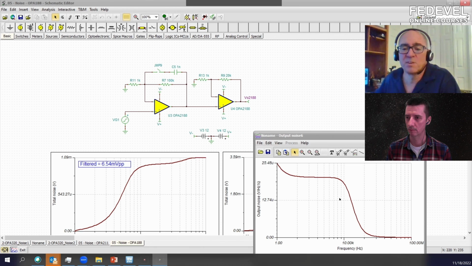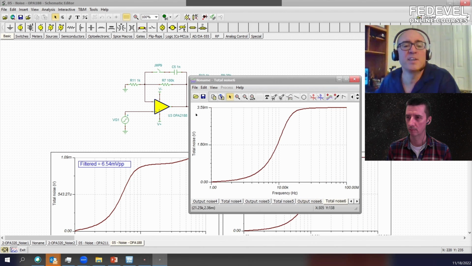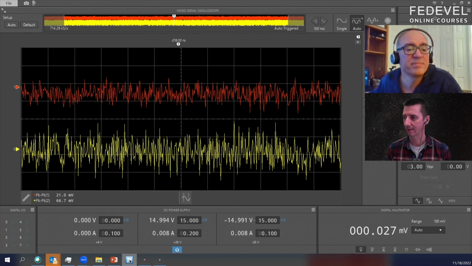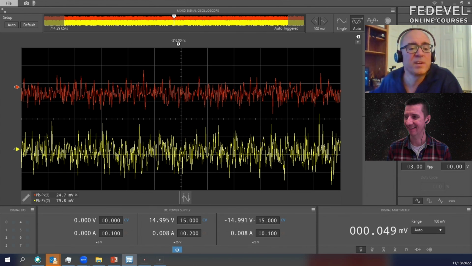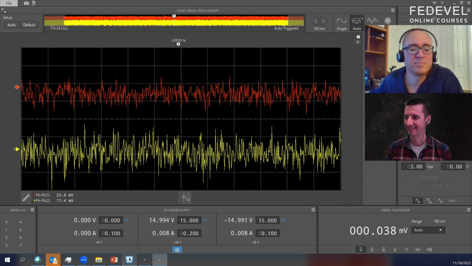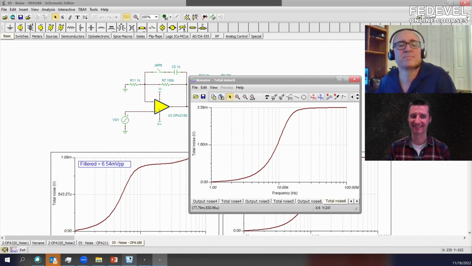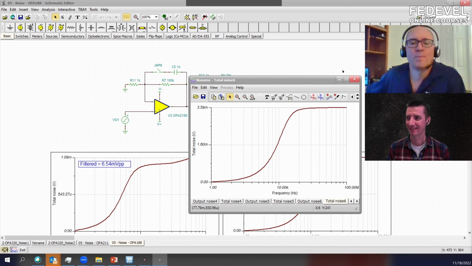Okay. Let's compare this one. So here we're getting about 3.5 millivolts, 3.6 millivolts, RMS. So multiplying that by 6, about 180, something like that. So let's take a look at 20 something. Yeah, 20. Oh yeah, you are right. Okay, this is cool. So yeah, and you could do the same thing for adding the filter.